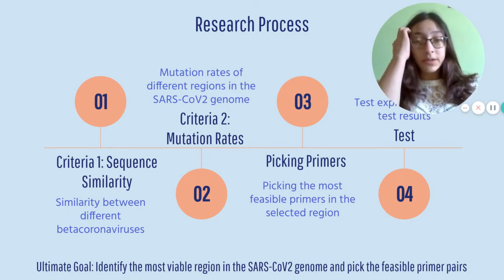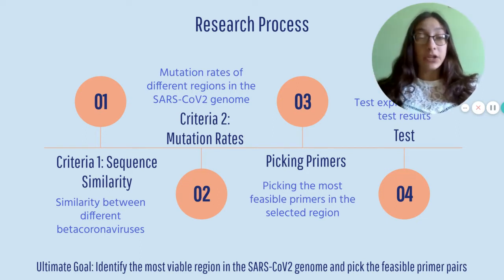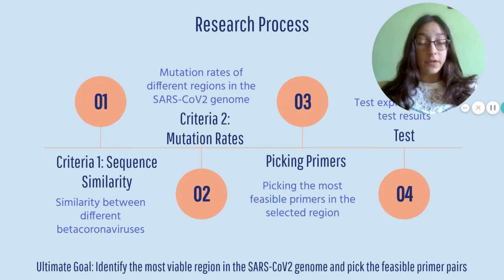Another important criteria is mutation rates. I had to make sure that there were low mutation rates between the different SARS-CoV-2 variants in my chosen region so that my test would actually detect all variants of SARS-CoV-2 and none would evade the test. Next, after picking the viable region, I had to pick the primers within the region and then develop my test. The ultimate goal is to identify the most viable region in the SARS-CoV-2 genome and then pick the feasible primer pairs.